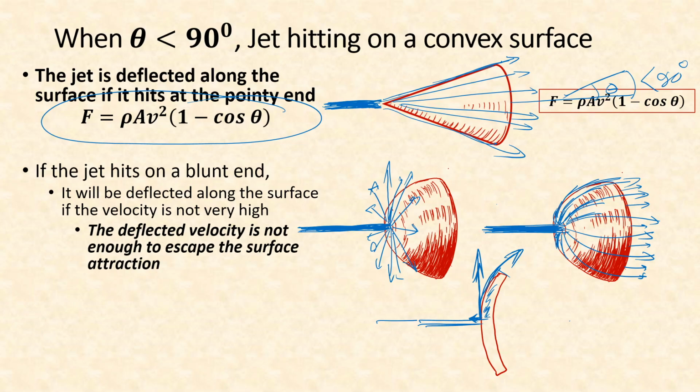But if the velocity is very high, then this component will also be proportionately higher, and in that case at some point this will be able to overcome or escape this attraction force between the surface and the liquid, and therefore it will be able to move away from the surface, and this case will happen.